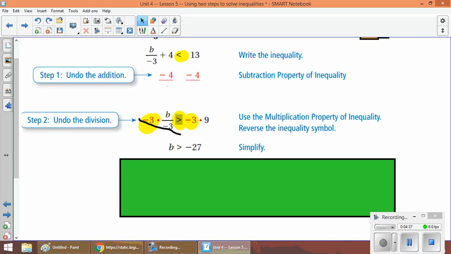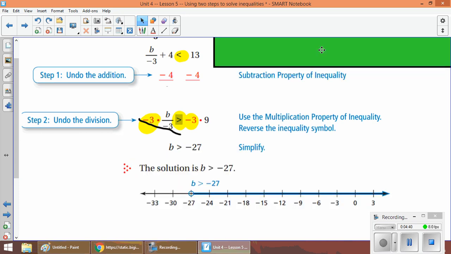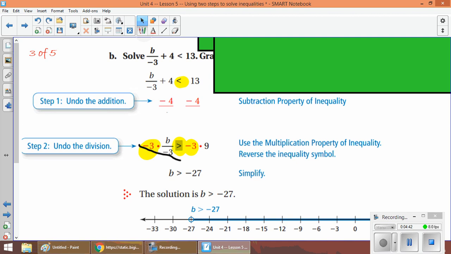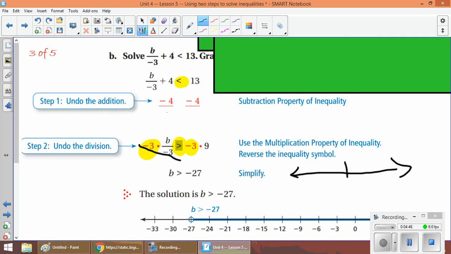And finally, draw yourself a number line. We're going to use an open circle. -27, -26, and -28, open circle. And since the inequality sign is greater, the arrow goes to the right.